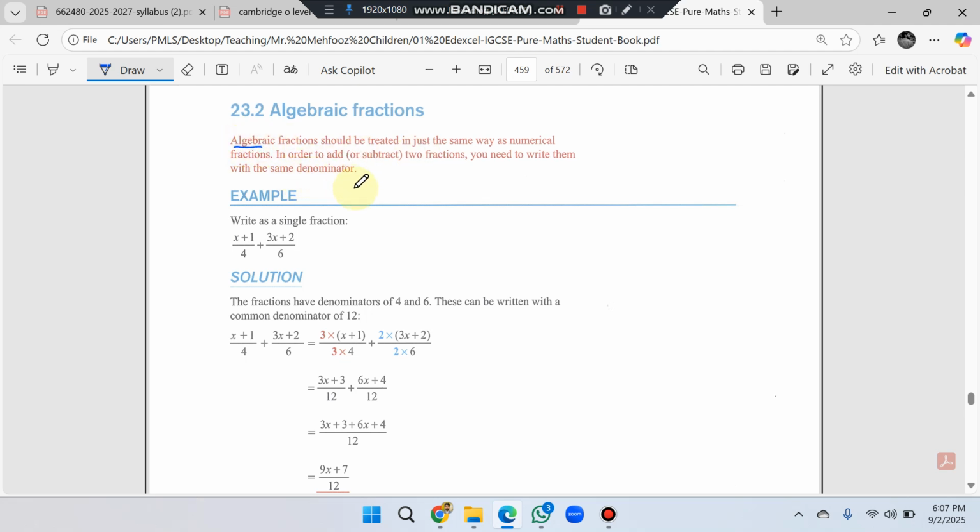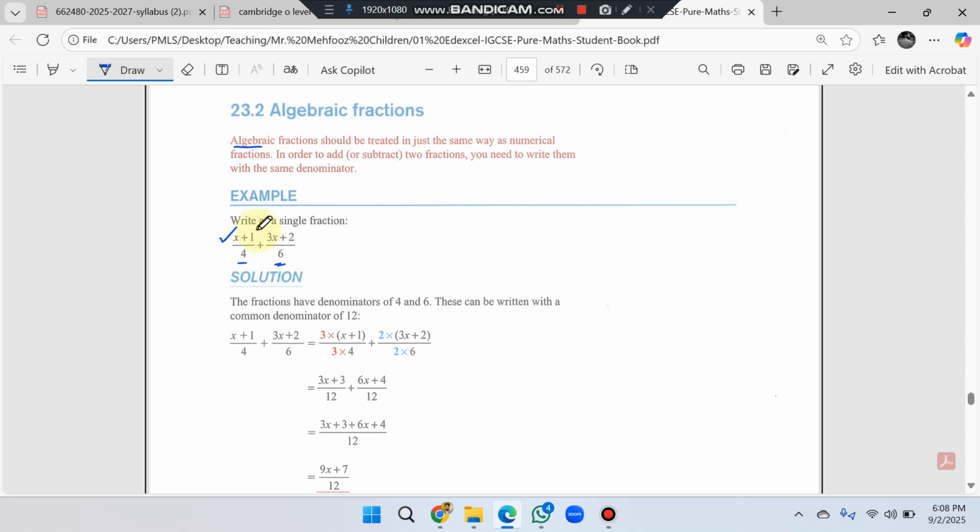In order to add or subtract two fractions, you need to write them with the same denominator. So the first method is that when we have to add these two fractions, first of all, we have to make the denominators of these fractions the same. In this case, what is the denominator of the first fraction? That is 4. And what is the denominator of the second fraction? That is 6. So first of all, we have to equate these denominators.